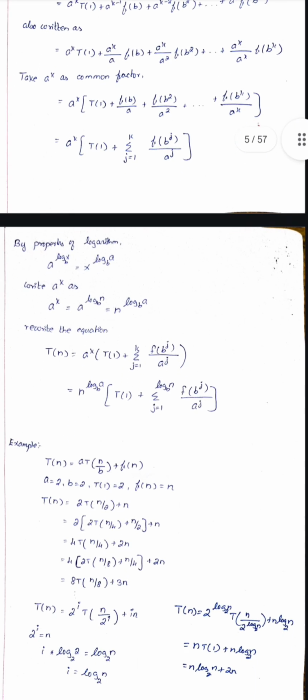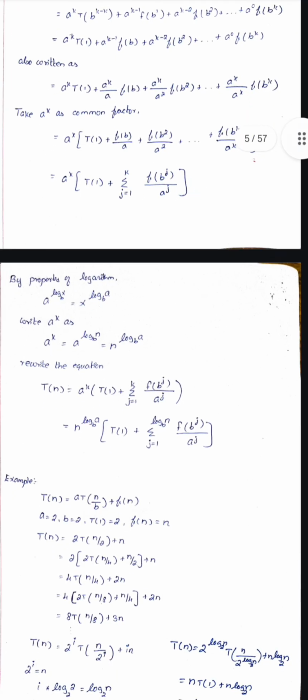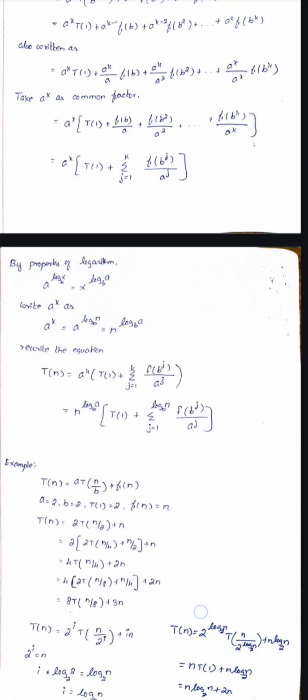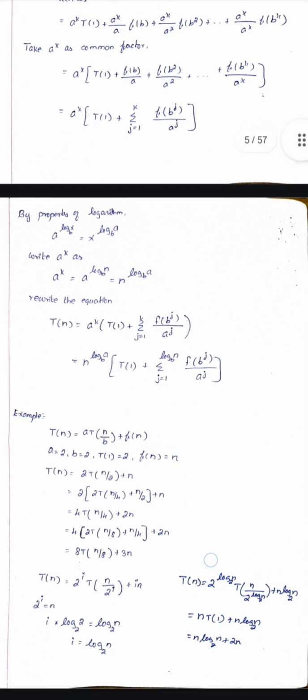a power k t of 1 plus a power k minus 1 f of b plus a power k minus 2 f of b square plus a power 0 f of b power k, also written as a power k t of 1 plus a power k by a f of b power k by a square... that is nothing but a power k times t of 1 plus f of b by a, f of b square by a square, that is nothing but t of 1 plus sigma j equals 1 to k f of b power j.